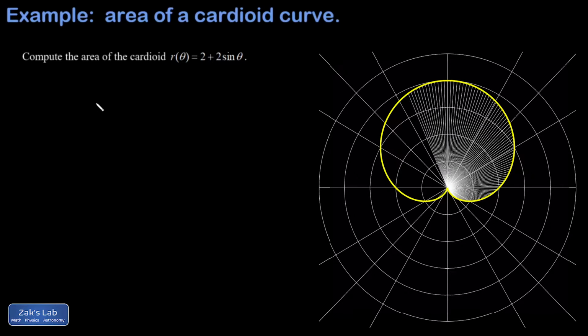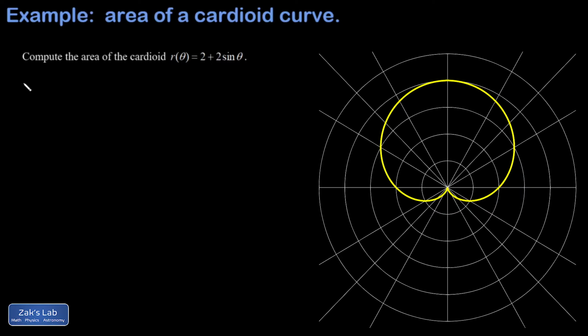Now you might have noticed that the animation started from the cusp, and that cusp occurs at theta equals negative pi over 2, and we can show this real quick by evaluating r of negative pi over 2. The sine of negative pi over 2 is negative 1, so I end up with 2 minus 2, and I end up with r equals 0. That puts us right at the origin where the cusp is.